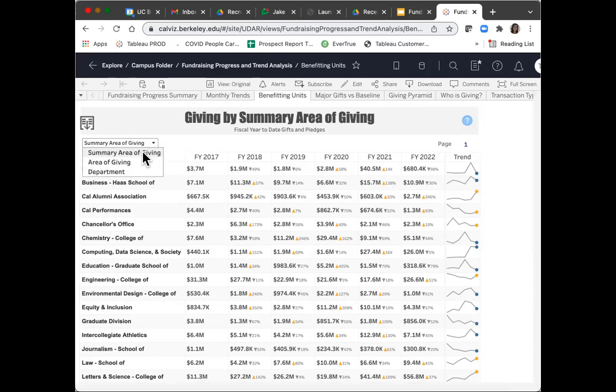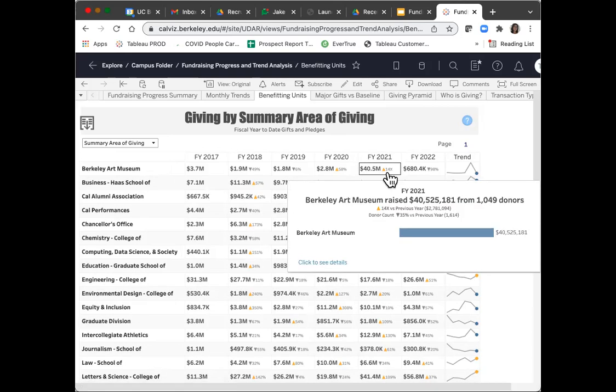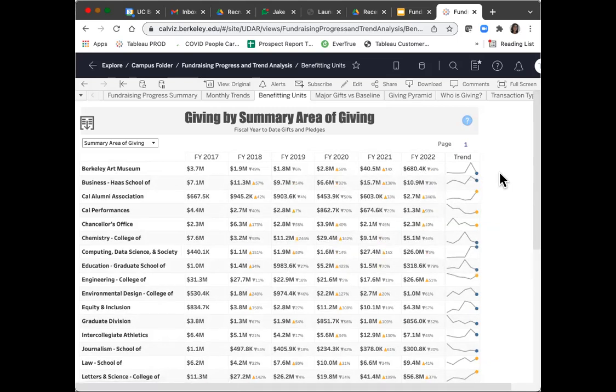Using these filters, they could go from the top control units down to what we call areas of giving, which are more like divisional, or they could go down to the top department level. And this is really benefiting units, so it's not exactly equivalent to the org tree, but it's close enough. And so you see here, from year to year, we can show with colors up trends or down trends with the little triangles there. And then you can also see that in a trend line on the end, right?